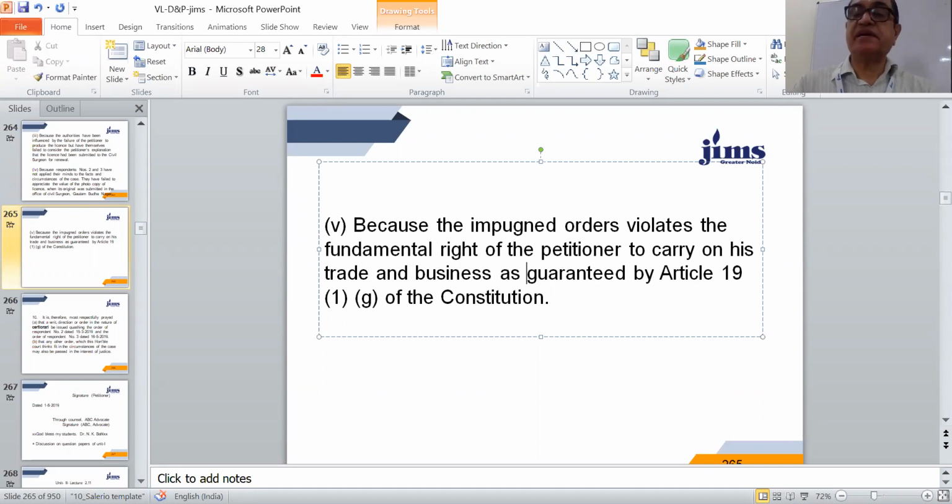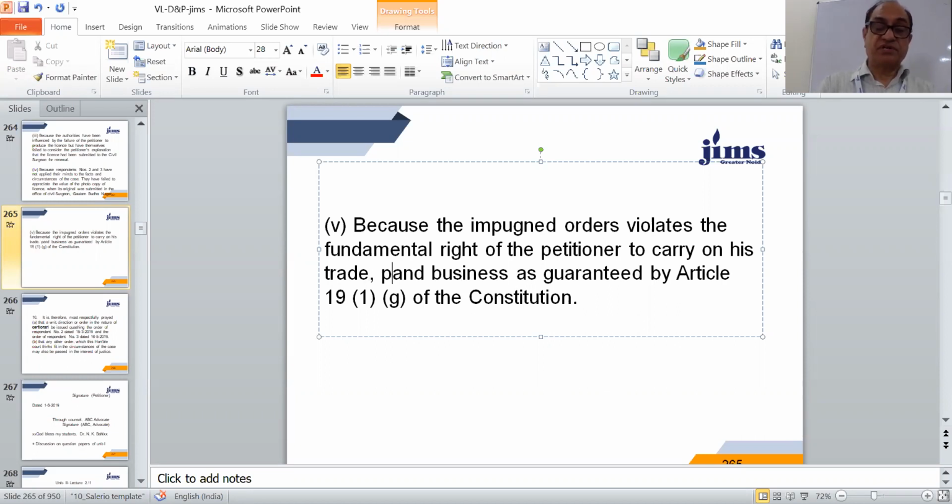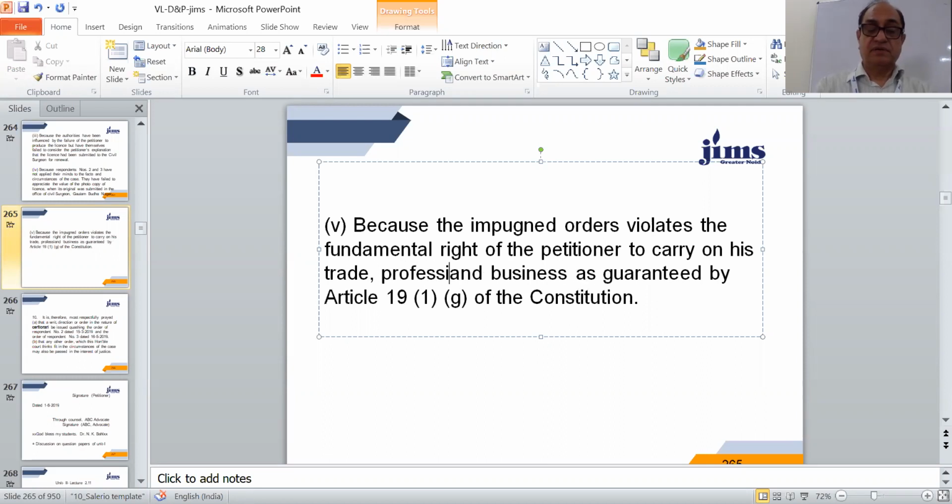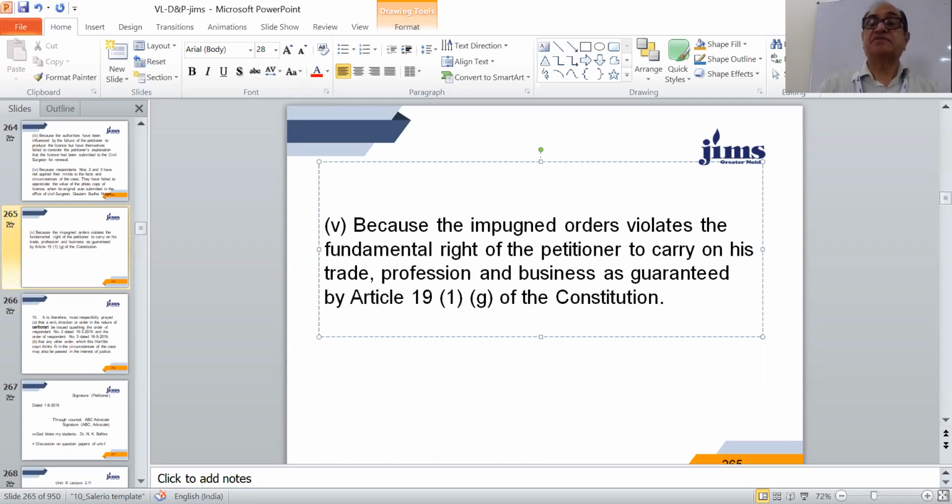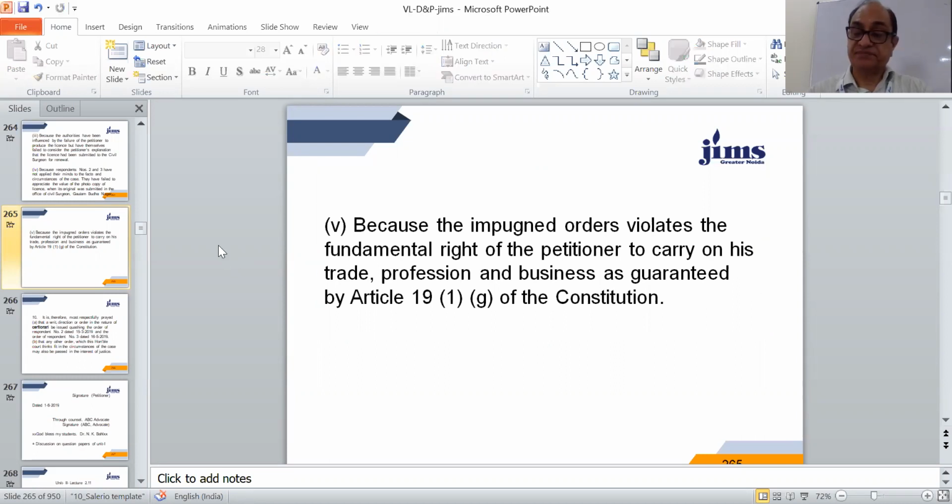And what is the fundamental right? Right to carry on his trade, profession or business as guaranteed by Article 19(1)(g) of the Constitution of India. Trade, profession and business. This is my fundamental right as petitioner, guaranteed to me by Article 19(1)(g) of the Constitution of India.